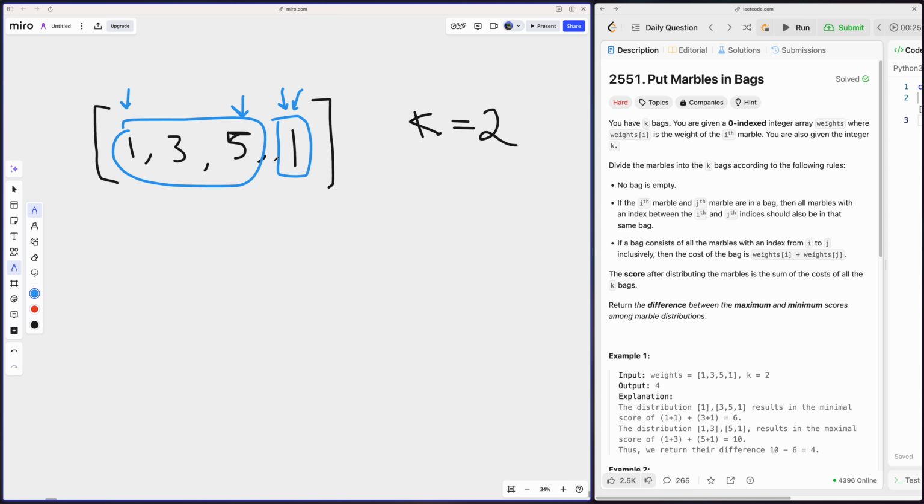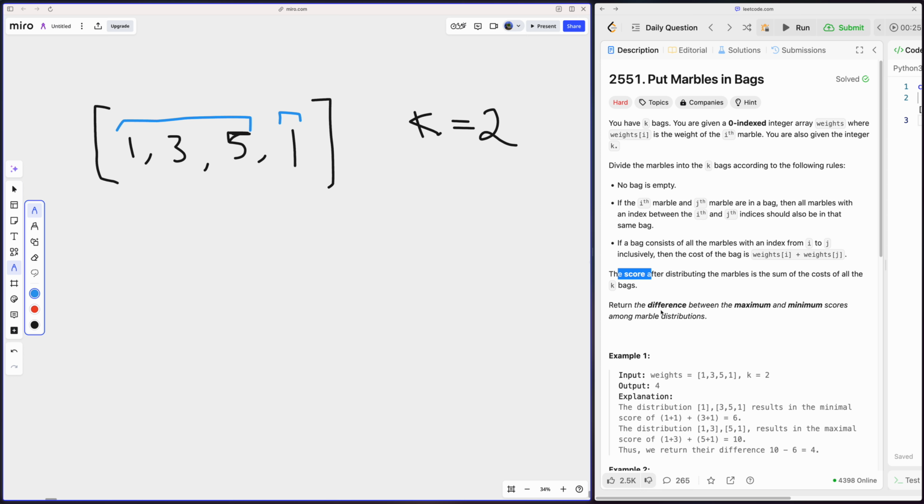So there's a lot of setup so far. I'm just talking about the setup. And then the score is the sum of all of these costs after putting all the marbles in K bags. So you see how there's different groupings that we can form, right? If we only had 2 bags, this is one possible grouping, right? Another possible grouping is this, just 2 and 2. And then another possible grouping is this and this. So you see there's many different groupings.